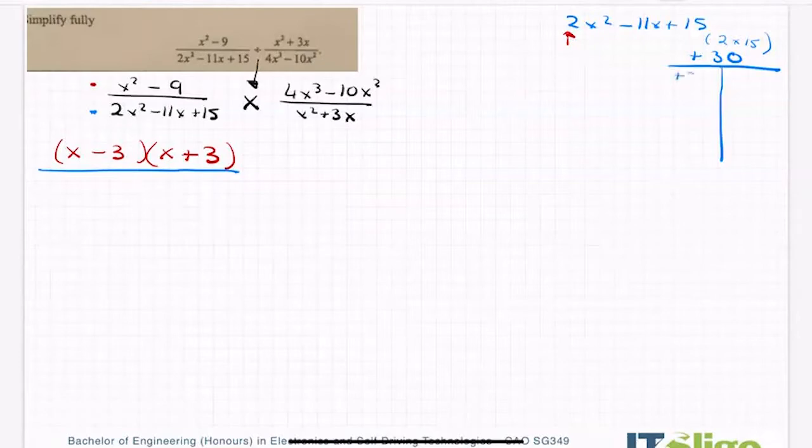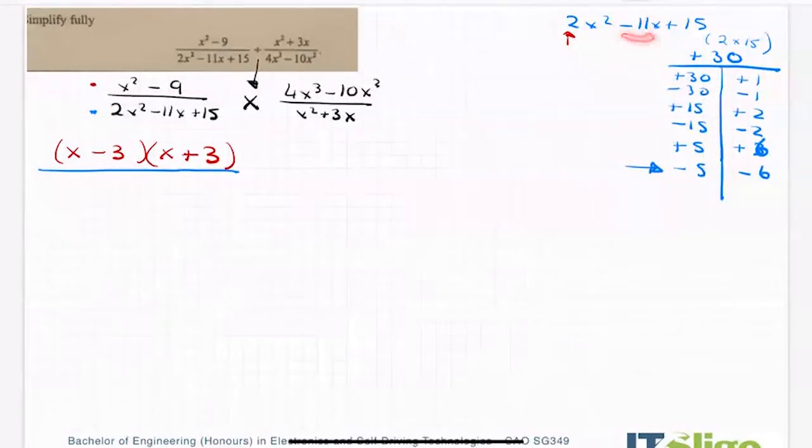Okay, so yes, 30 and 1, minus 30 minus 1, plus 15 plus 2, minus 15 minus 2, 5 and 3, not 5 and 3, 5 and 6, I should say, and minus 5 minus 6. Okay, I can stop there now because I can see that this line here adds up to the necessary minus 11. Okay, so how do I continue from there now?